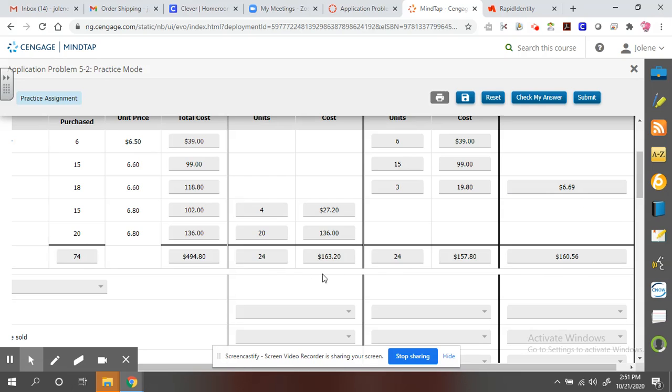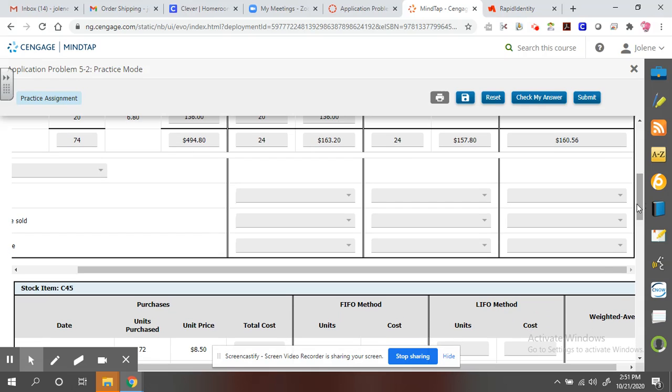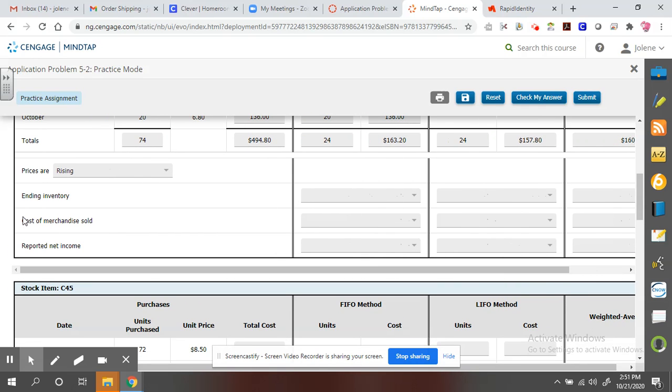So we've got 3 different dollar amounts here for the same 24 products that are left at the end of the year. We got 163.20, 157.80, and 160.56. It's all the same 24 products that were left. So we come down here to these pull down menus, and they're asking us, let's do one at a time.